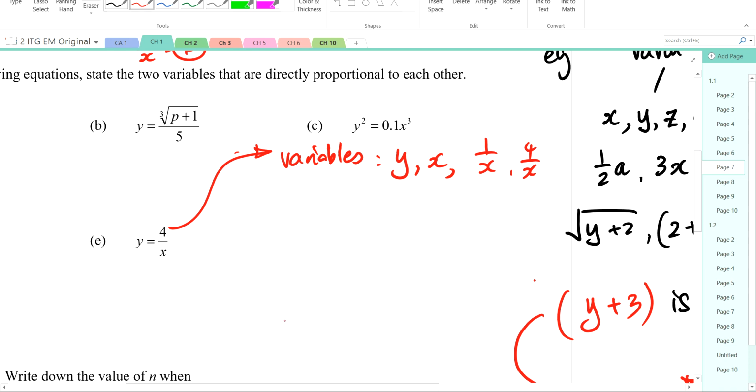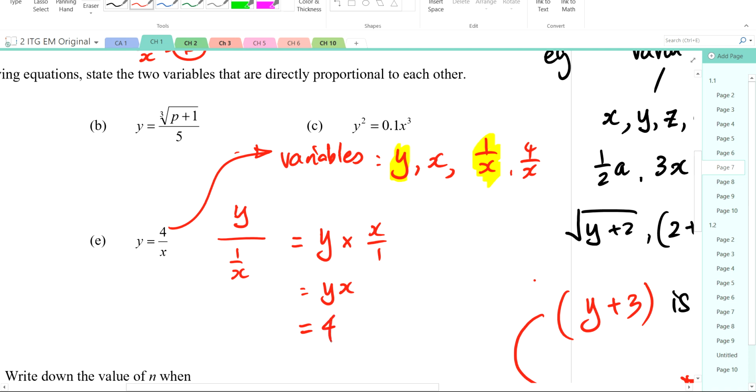Choose another two variables. Y and 1 over x. Okay, let's try y and 1 over x. When I take y divided by 1 over x, what do we have? Are you sure 1? Y divided by 1 over x is not 1. Okay, y divided by 1 over x is the same as y times x over 1, right? Which is y times x, which, according to the equation, is 4.